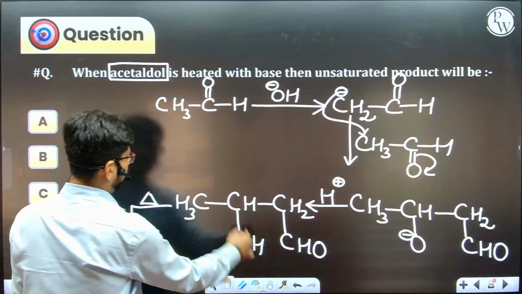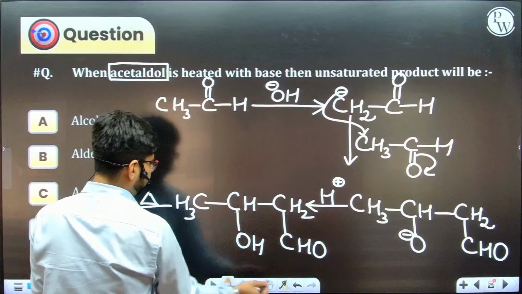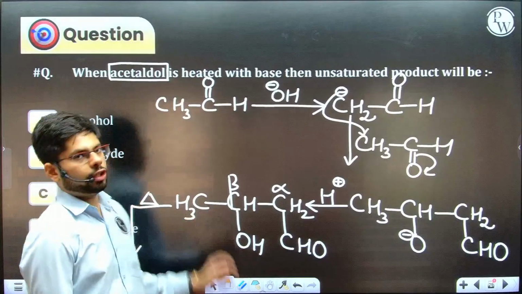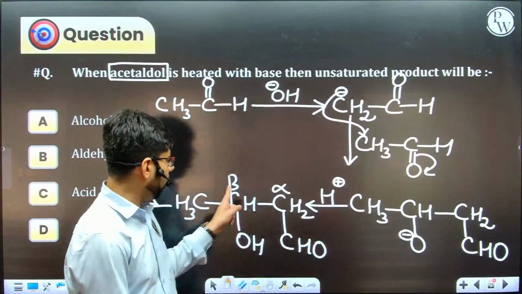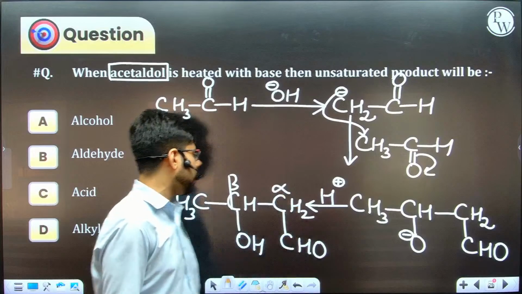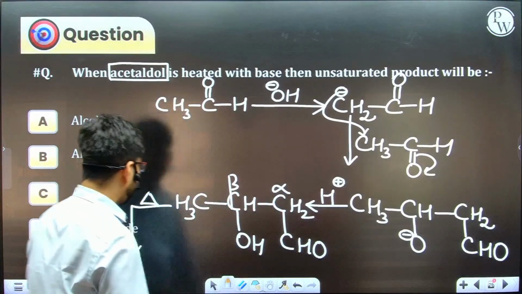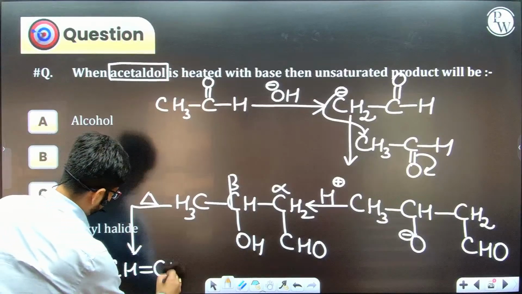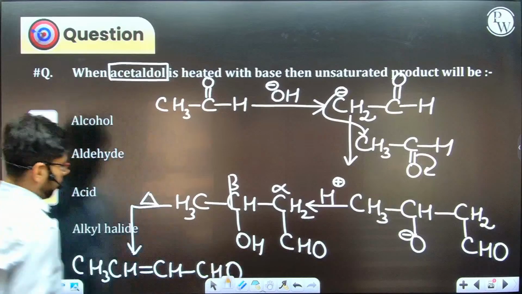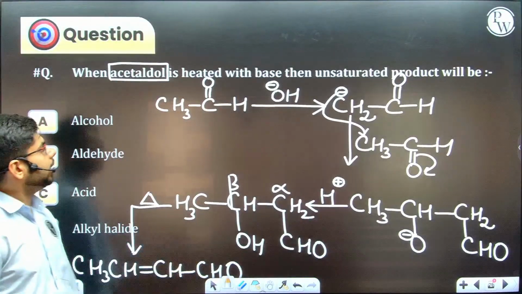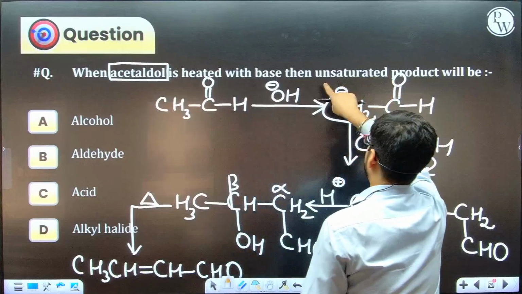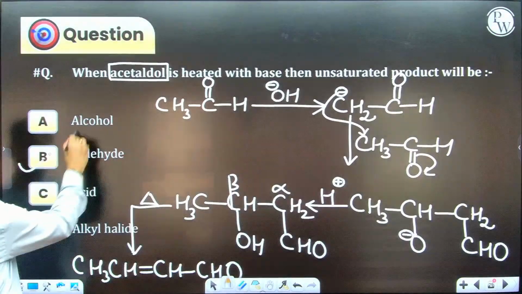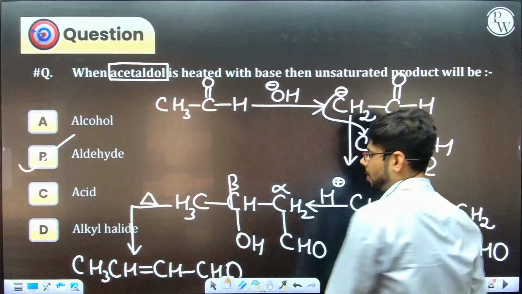Now if I heat this with base, in basic medium, then condensation happens. I'll remove OH from this carbon. This is the beta carbon with respect to the aldehyde, and this is the alpha carbon. So when we perform dehydration of an aldol in basic medium, we remove OH and one hydrogen atom from the alpha carbon, and we place a double bond between the alpha and beta carbon atoms. Hence I will obtain this. So this is an alpha beta unsaturated carbonyl compound. Unsaturated indicates that there is a double bond between carbon atoms. Basically it's an aldehyde because the principal functional group is aldehyde here, right?